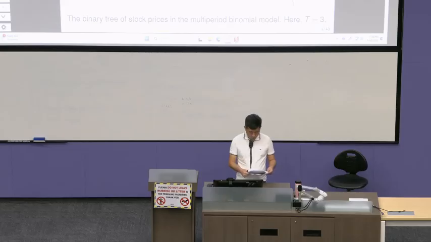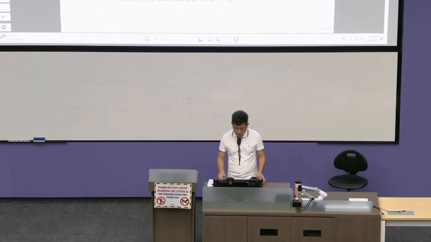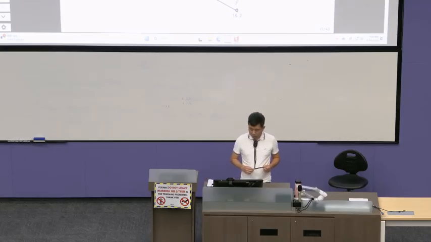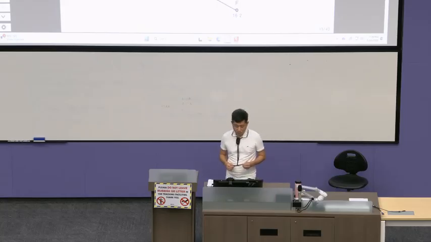Do I have an example here? Oh, I have an example here. Okay, here's an example. So let's look at this example, okay? So this is a 2-period multi-period binomial model. So we want to price this 1-year call option.